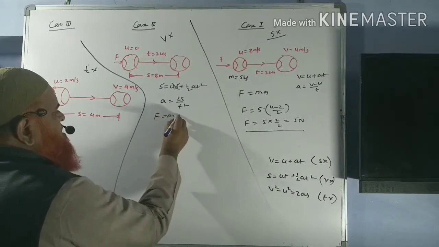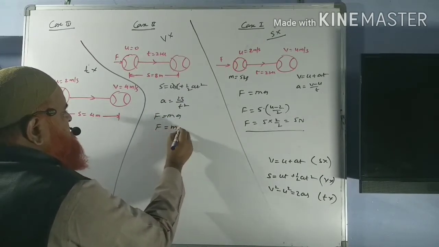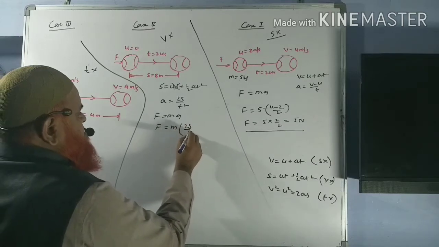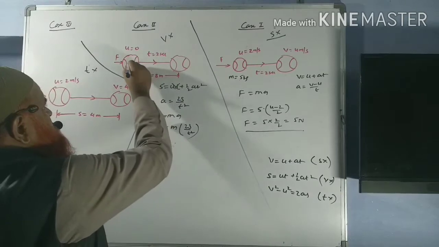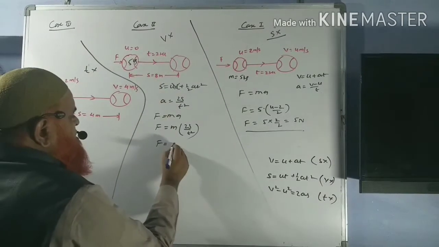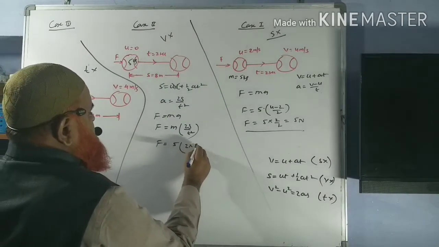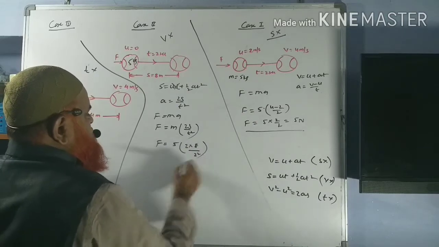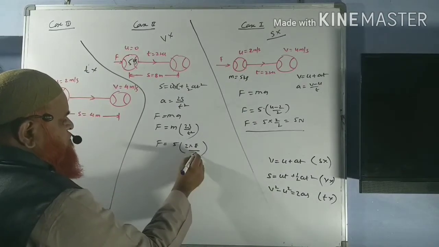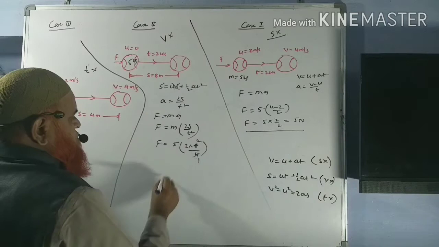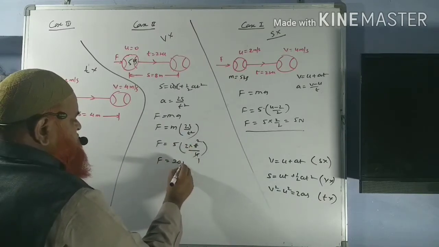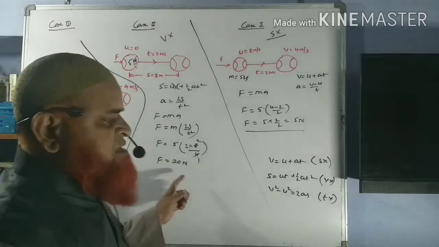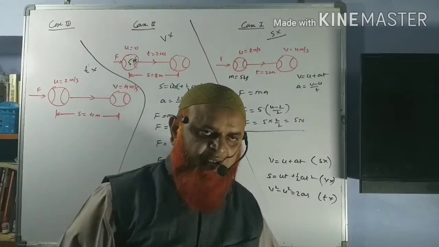And F = M into A. Therefore, F can be written as M into 2s by t square. Mass is 5 kg for the ball. So 5 into 2 into 8 by 2 square. That is nothing but 4, so 4 ones are 4, 4 twos are 8. So 2 twos are 4, 4 fives are 20. That means in this case, the boy has applied a force of 20 newtons.